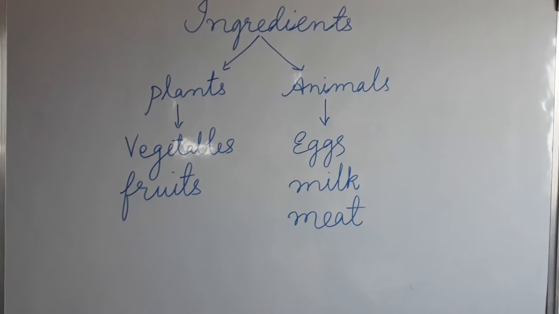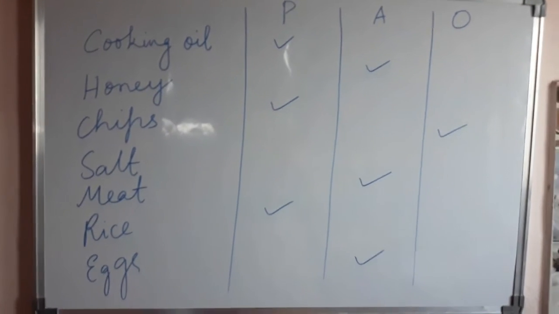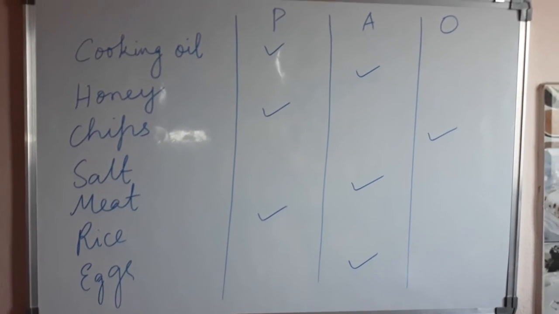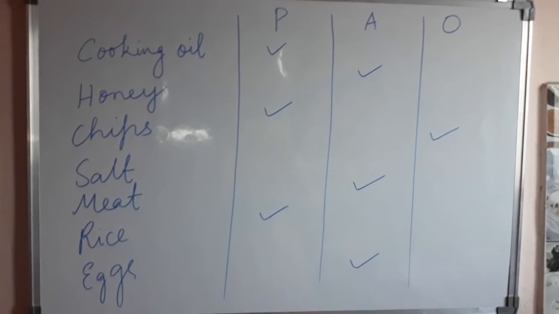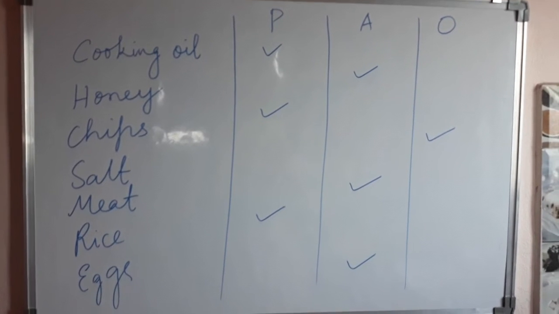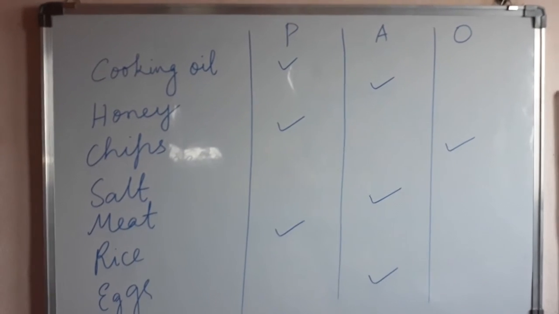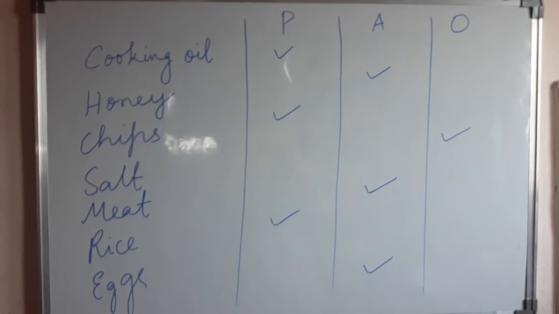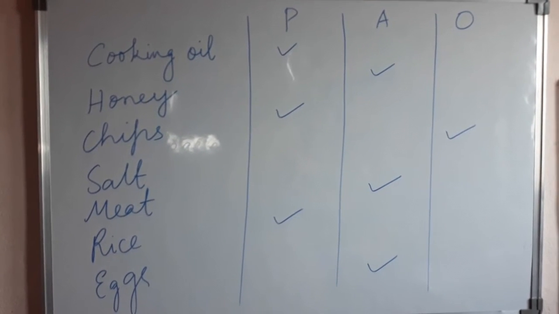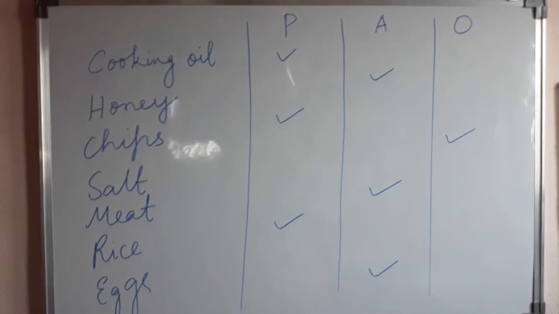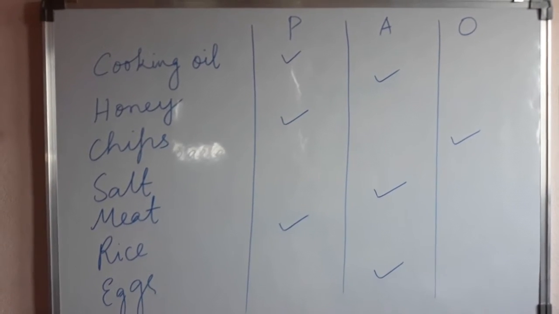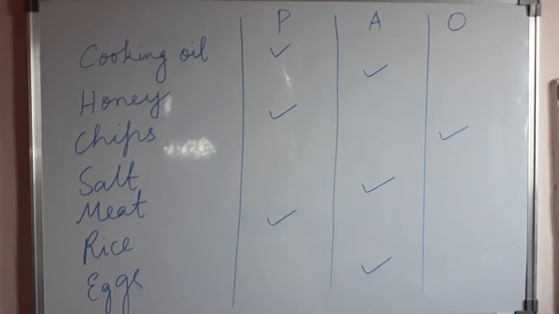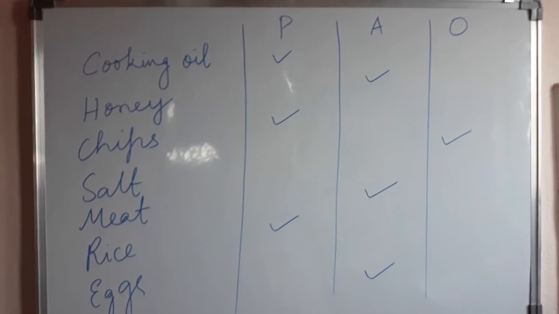Okay, once again see the board. There are different ingredients I have written in tabular form. And now let us find from where do we get these. What is the source of them? See, first the cooking oil. Cooking oil is coming from plants. Generally we get the cooking oil from either groundnuts or sunflower. Yes or no, children? So sunflower and groundnuts are plants. So we are getting this cooking oil from the plants.